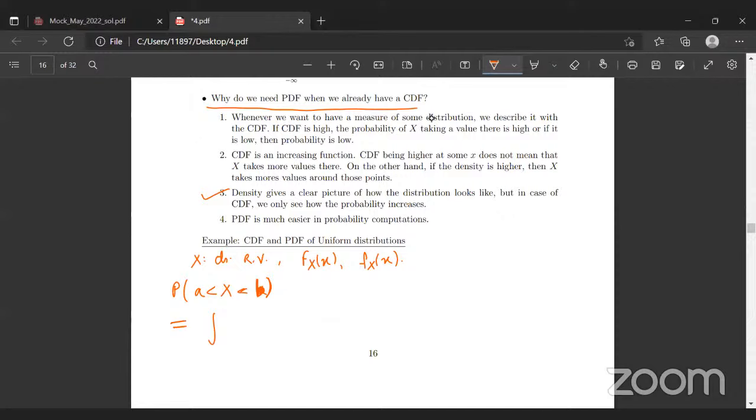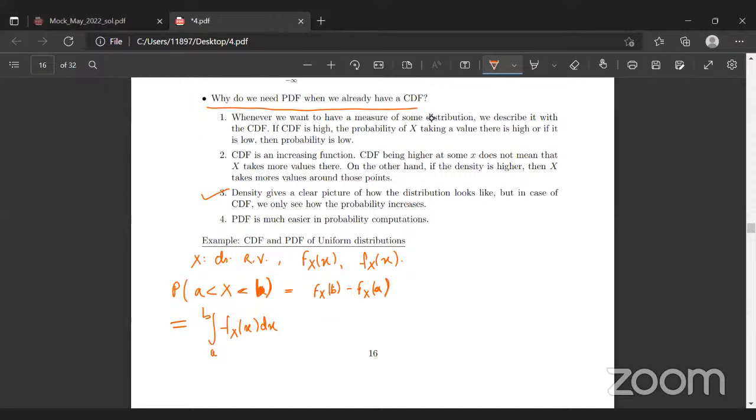We have two different methods. One is you can integrate the PDF, that is f(x) dx from a to b, or you can write this as F(b) minus F(a). So if the PDF is known, or if the CDF is not known, it works both ways. Sometimes one way is easier, sometimes the other.